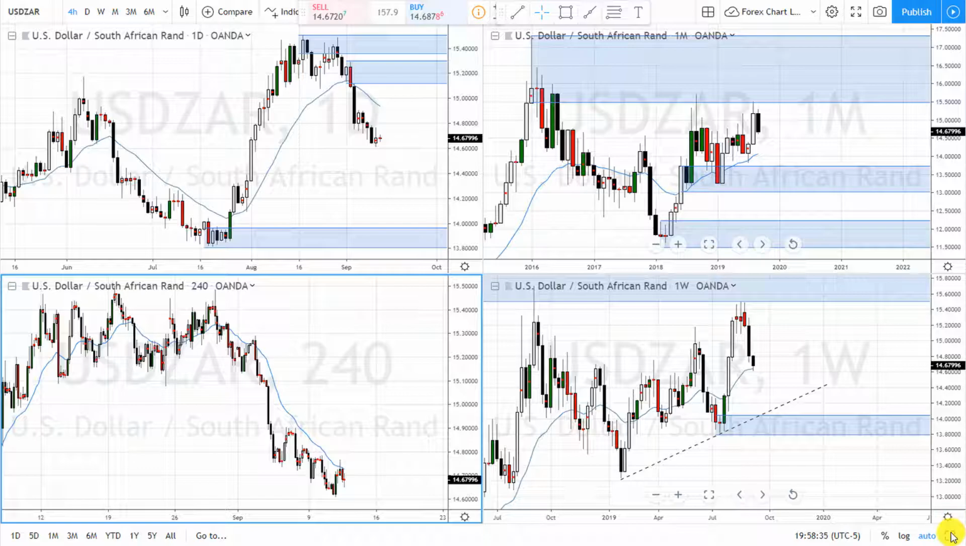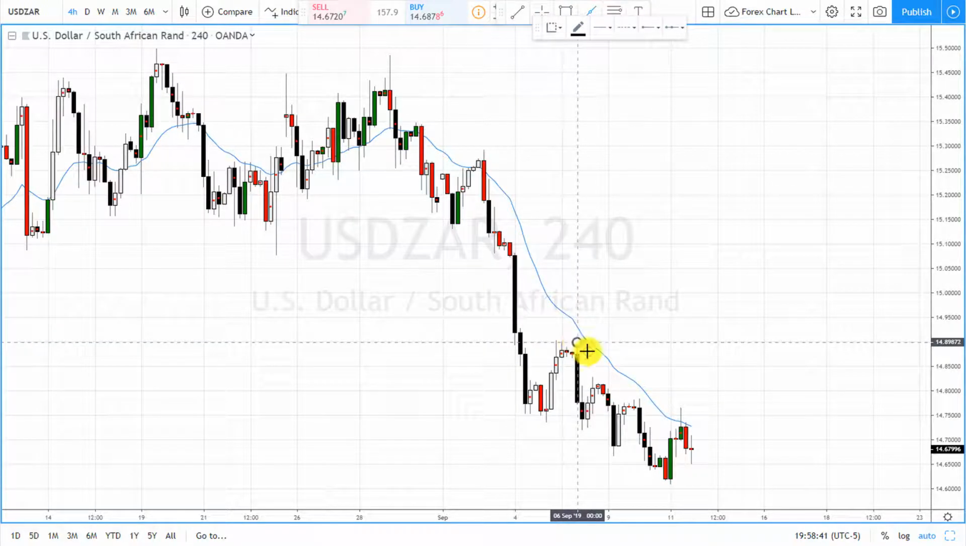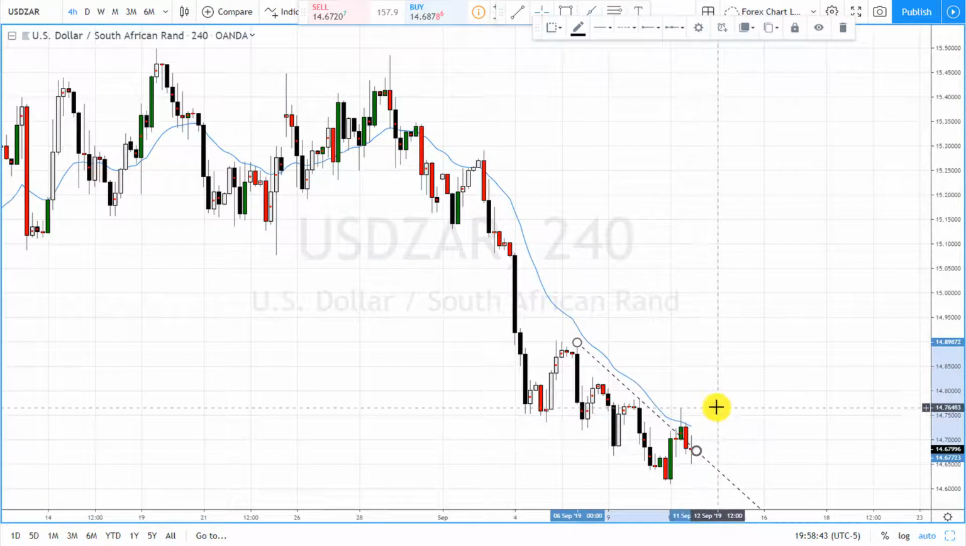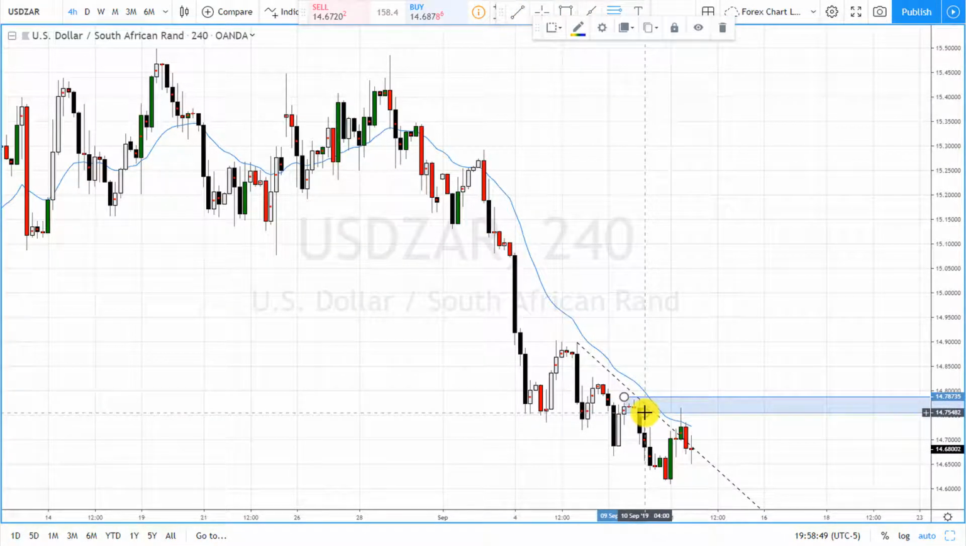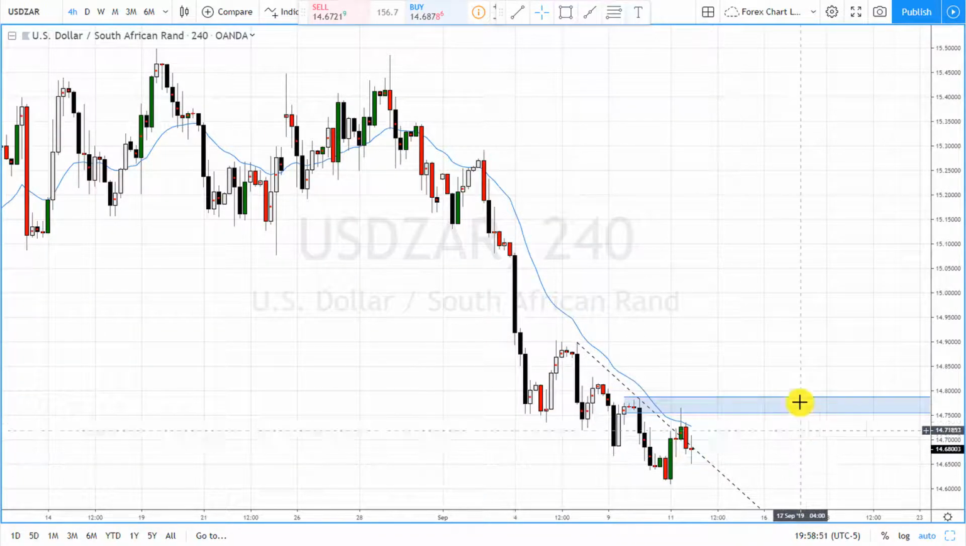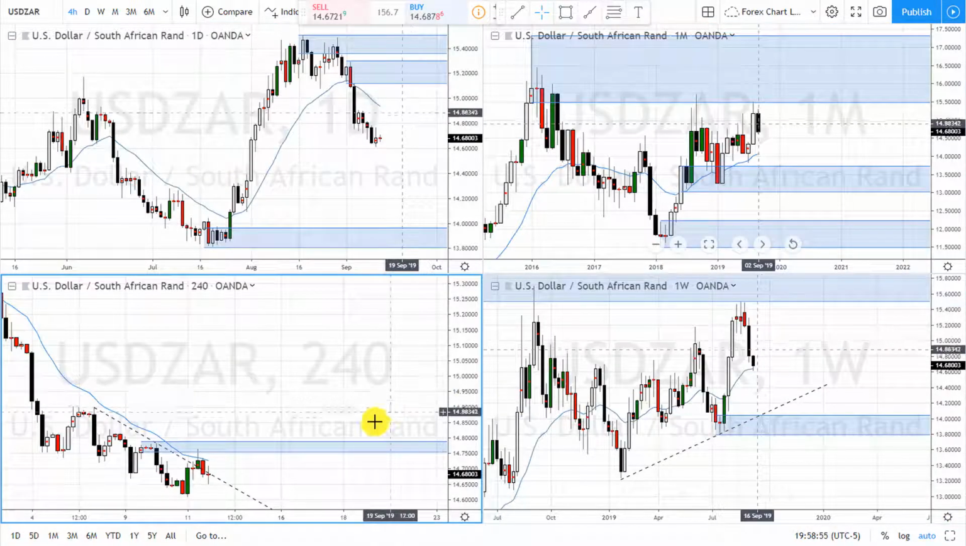Let's see. If you draw a trend line, so it's still, so this area of supply is playing out.